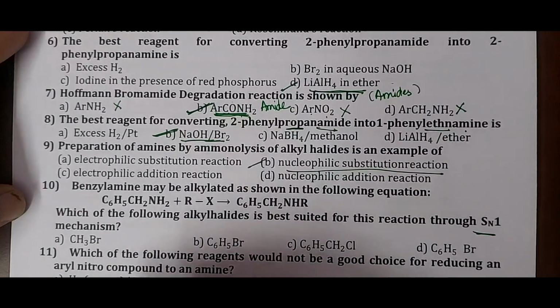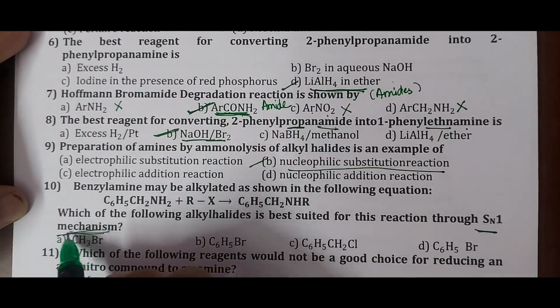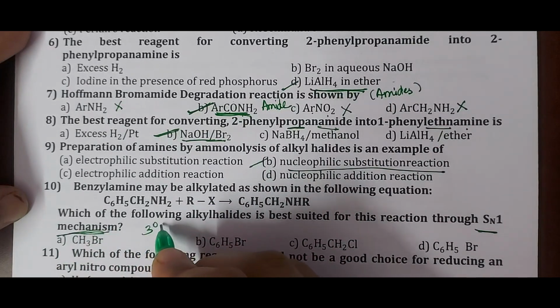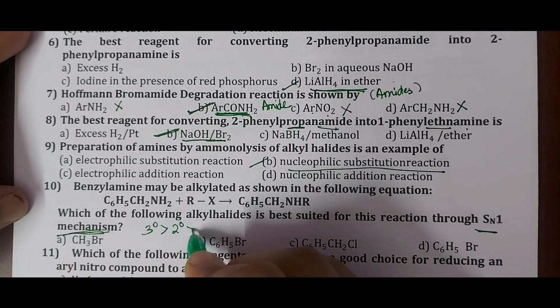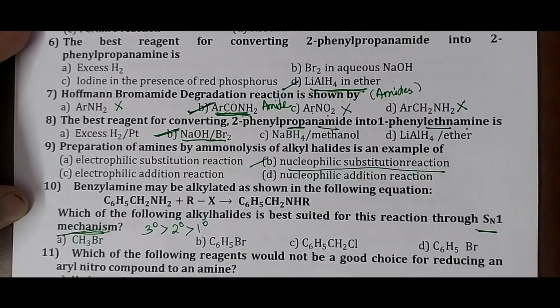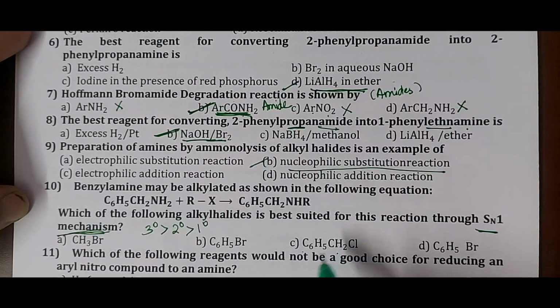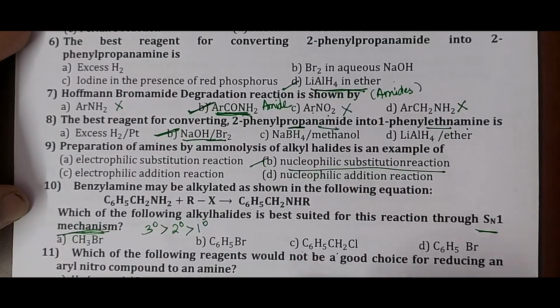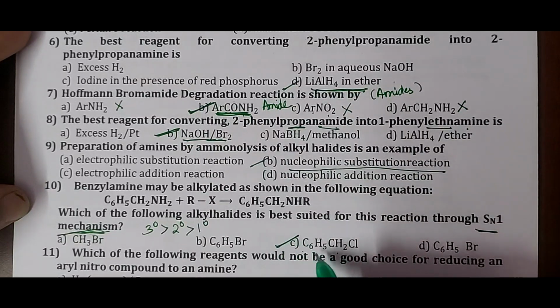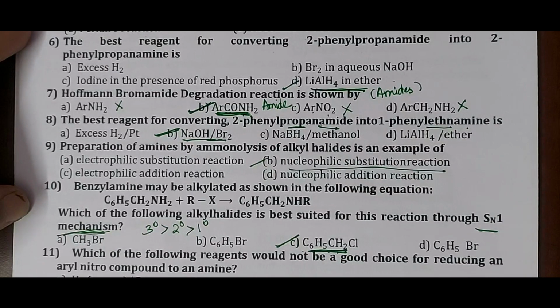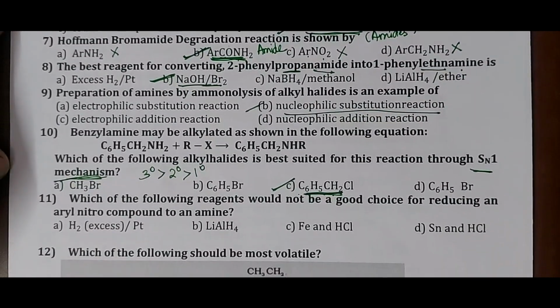We know the order of SN1 mechanism, already discussed in haloalkanes and haloarenes. Tertiary alkyl halides are more reactive than secondary, than primary. Here, if you look, there is no tertiary alkyl halide, and since a benzyl group is present, remember that benzylic halides can undergo SN1 reaction easily. Hence the correct answer for this question is option C, benzylic halide, that is benzyl chloride. Next we'll go with question number 11.